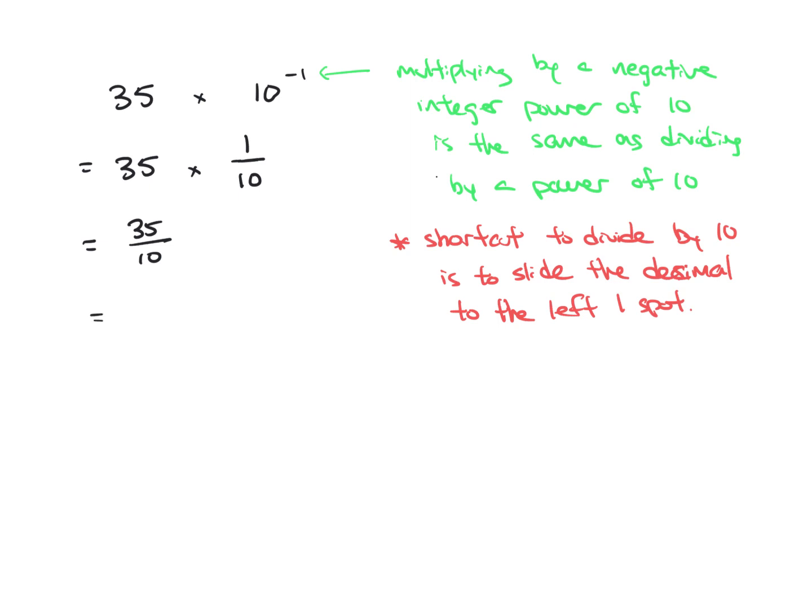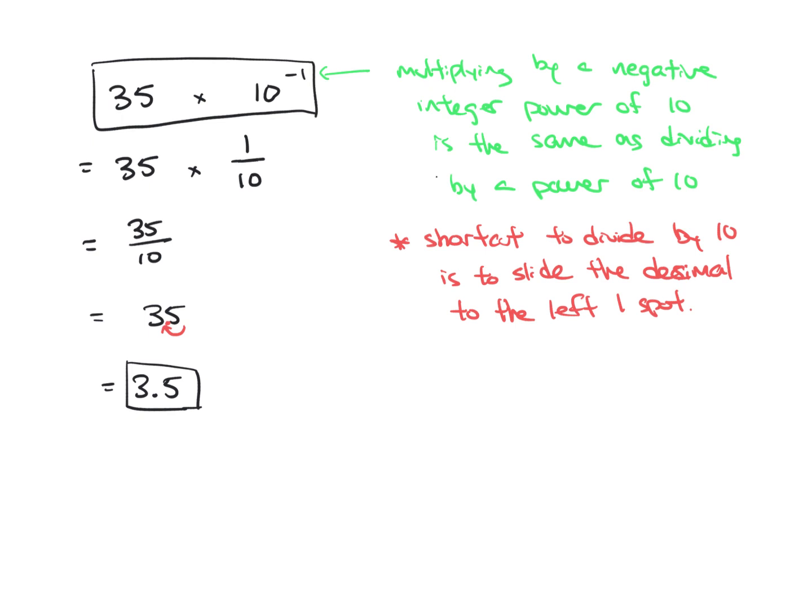So if we take the number 35, where is the decimal point? Well, that's a whole number, so the decimal point is right after the digit 5. And the shortcut says to slide that decimal one spot to the left. So it's going to end up in between the 3 and the 5. So the answer is going to be 3.5. That is how you multiply by 10 to the exponent negative 1. We'll try another one.